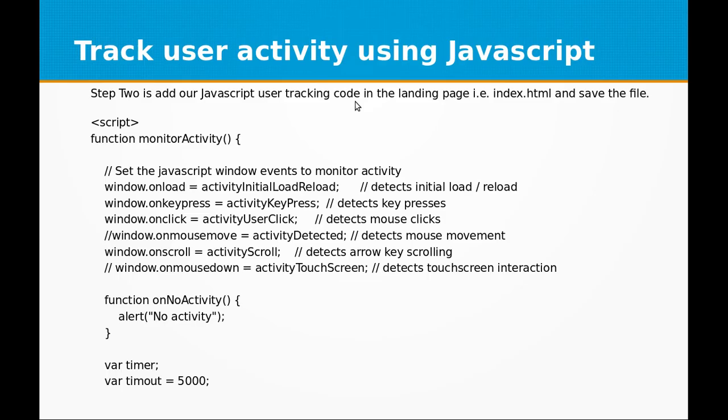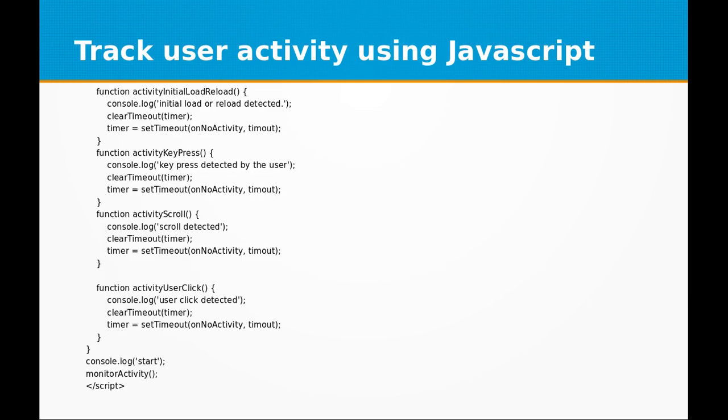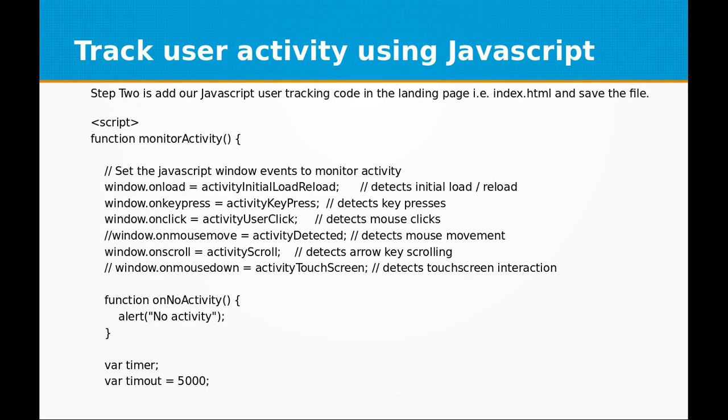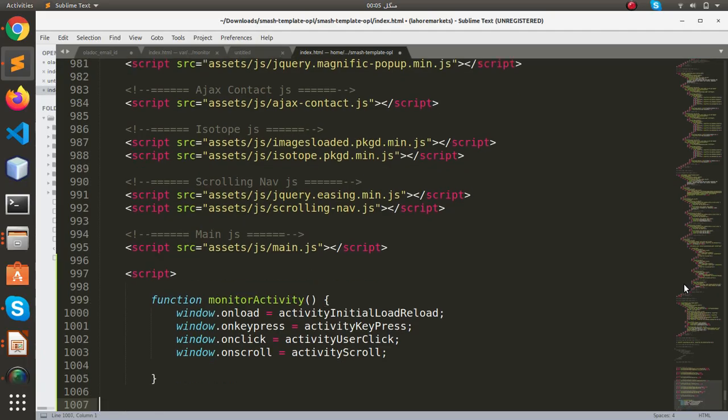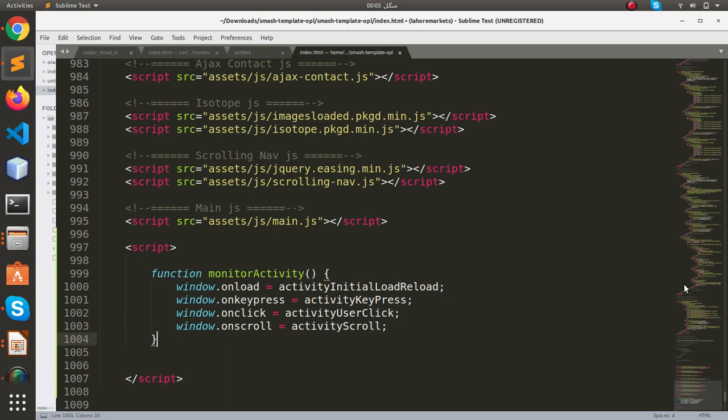The last one here we will be looking at is window.onmousedown, but we won't be using it as we are already capturing the onclick function. We can enable window.onmousemove if we want. It detects the movement of the mouse on the screen. There are other things that we can add: if the user is idle for 5 seconds, we can alert that there hasn't been any activity on the website. We can implement that later. So let's move ahead and add the activity functions.